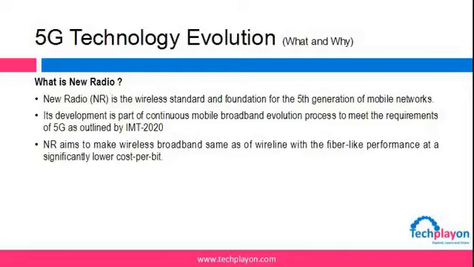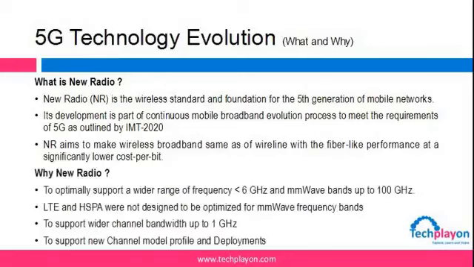New radio's target is to make the wireless network the same as a wireline network, with fiber-like performance at significantly low cost per bit. So now the question comes to mind: when we have LTE Advanced kind of technology which can support a data rate of 1 Gbps, then why do we need 5G new radio? And here is the answer. The lower bands below 5 GHz are completely occupied and we now need to move to higher frequencies in the millimeter wave band, so current technologies like LTE and HSPA were not designed to work on such higher frequencies. To support high data rates of Gbps we need larger bandwidths up to 1 GHz, and LTE and other technologies cannot support such huge bandwidths.